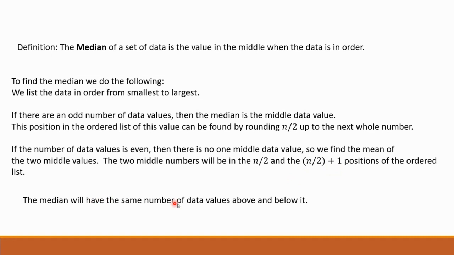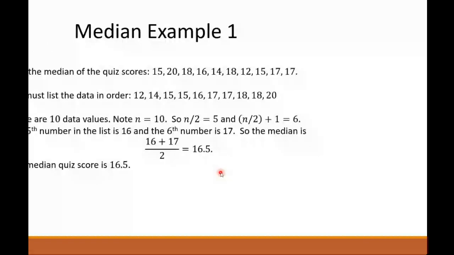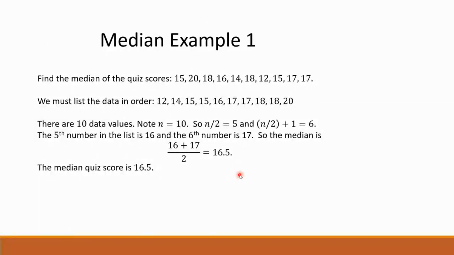The whole idea with the median is this: you want the same number of data values above and below it. That's what will happen. Let's do an example, though. Let's suppose we had these scores, these quiz scores, so to say, and we want to find the median. Well, let's sort these first, like so.